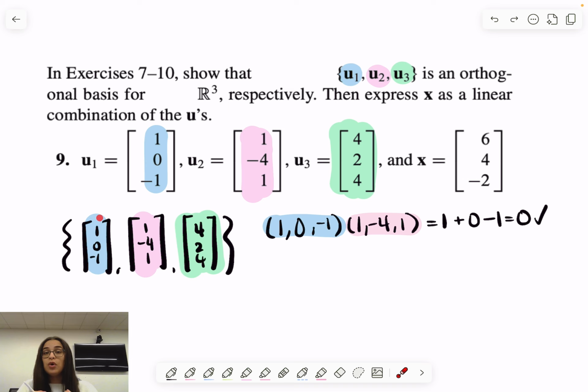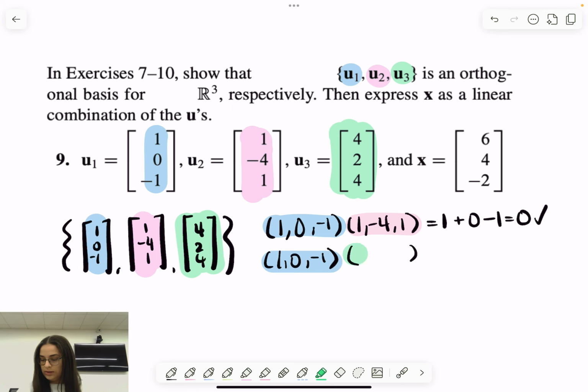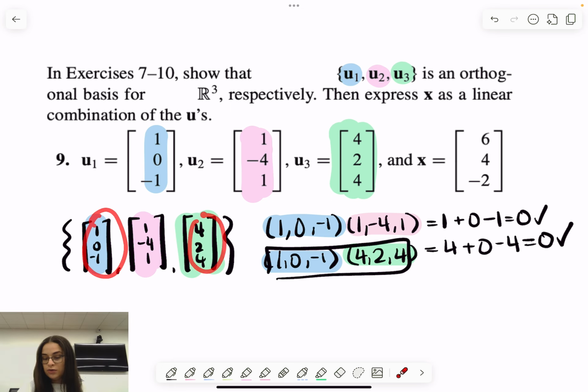But this has to be true for all of the two different vectors that I pick in this set, so I have to go through all of the possible pairs. I did this one, and now I'm going to continue with this one, the blue vector with the green vector. Again, the inner product is multiplying the first number by the first, so that's 4, plus 0 times 2, that's 0, plus -1 times 4, which is -4. 4 minus 4 is equal to 0. So yes, these two vectors are orthogonal because their inner product is equal to 0.